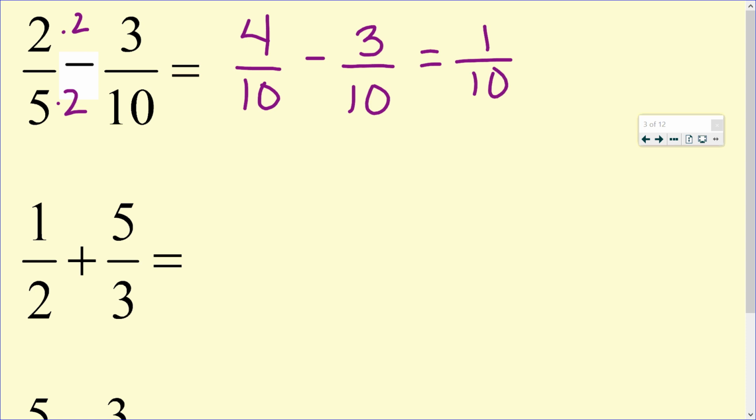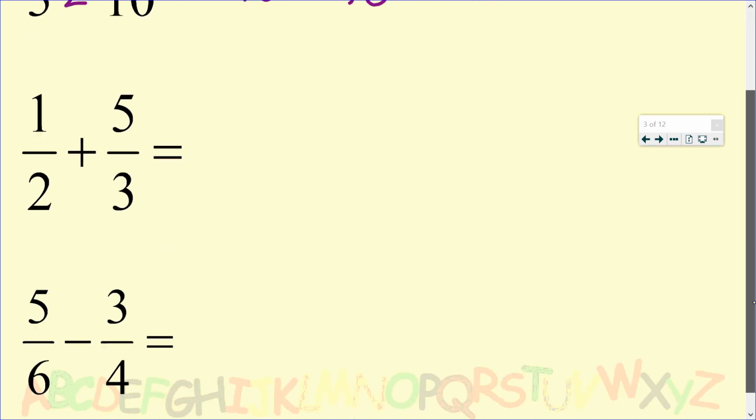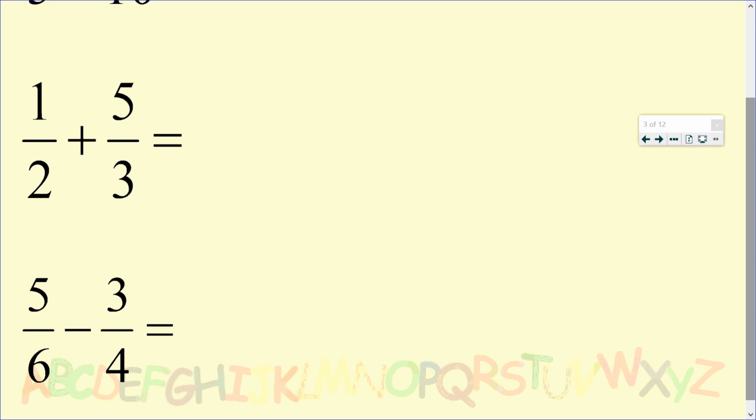Final answer. What if I have 1/2 plus 5/3? 1/2 plus 5/3. How about we start this? What would the common denominator be? Maybe even the least common denominator would be great. 6 is the least common denominator. It's the smallest number we can find that both 2 and 3 divide evenly into, or 2 times something and 3 times something both would give me a 6 if I use whole numbers.